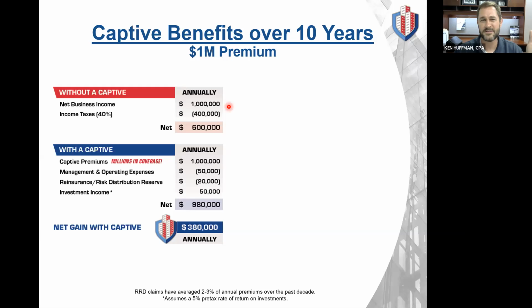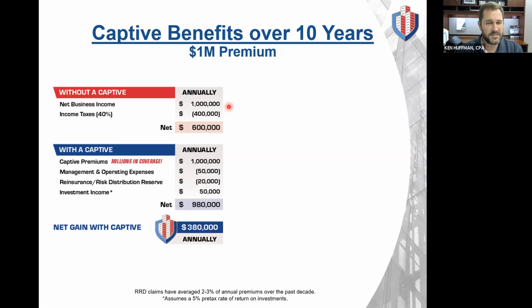You can put $100,000 into a captive. We have clients that put in $100,000, and we have clients that put in $10 million. So it's a huge range. Some years you may have a rough year and you say, I can't put anything in. Okay, don't put anything in. Other years you could go up to your actuarial limit.